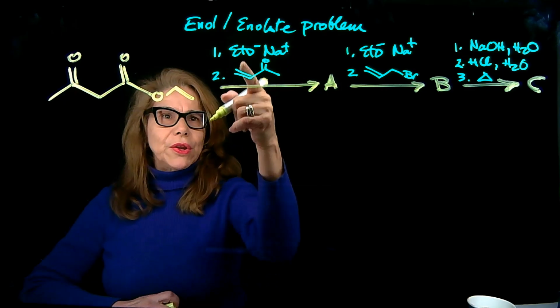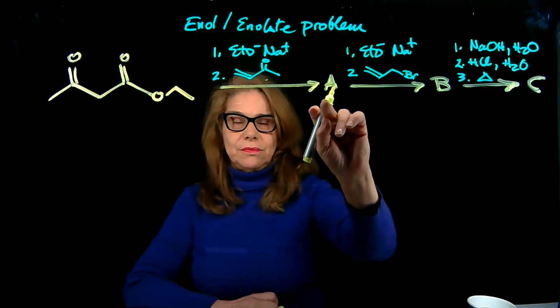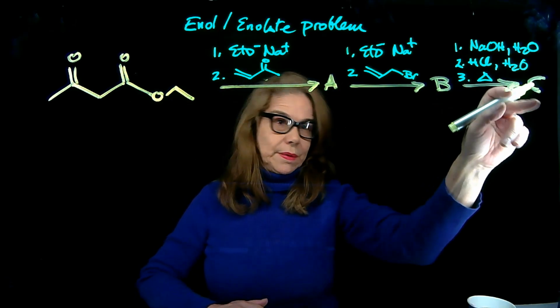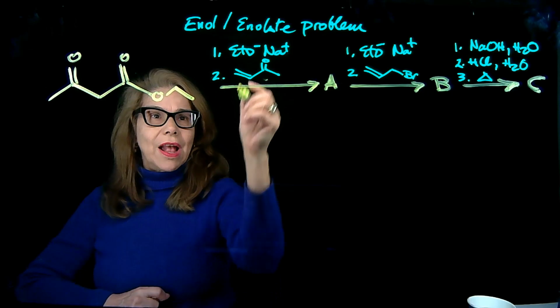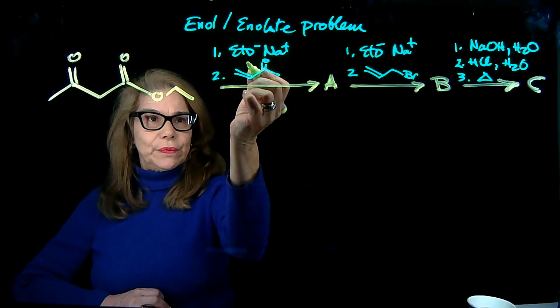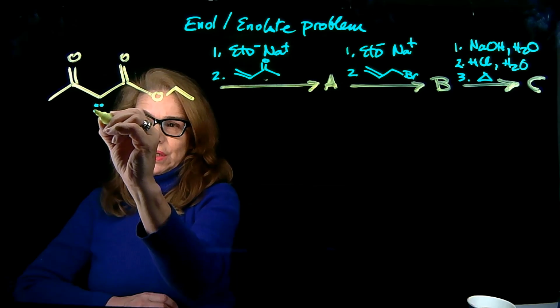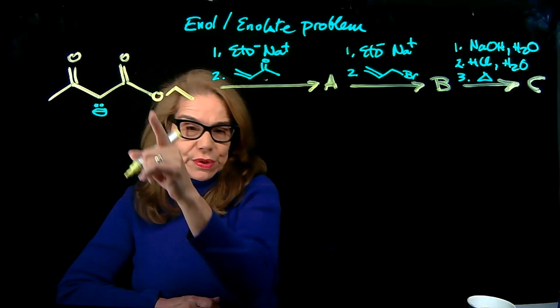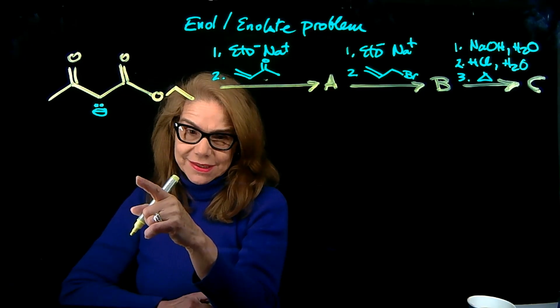Now, when you treat it with this sequence, we need to figure out compound A, compound B, compound C, and we have all the reagents. So let's get started here. When you treat this with sodium ethoxide, what you're going to make is the enolate. You're going to remove one of the acidic hydrogens in between the two carbonyl groups, and we know that this is a stabilized enolate.